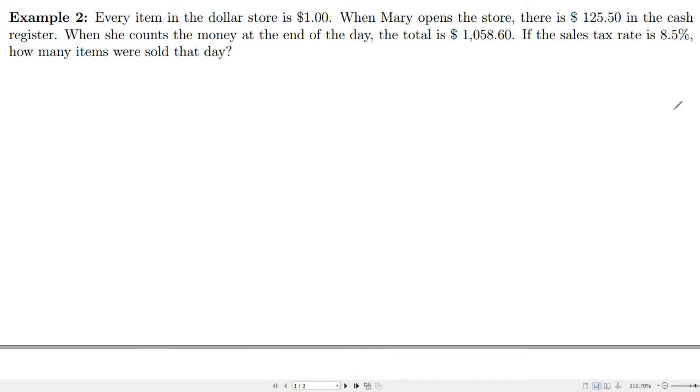Okay, so following our strategy, at this point, what are the unknowns? What are we trying to figure out? Well, we're trying to figure out how many items were sold that day. So that's probably a good quantity to assign our x to. So let's say x is the number of items sold that day.